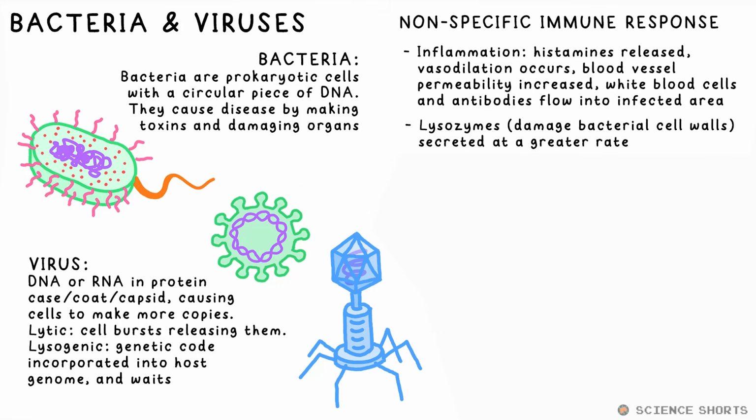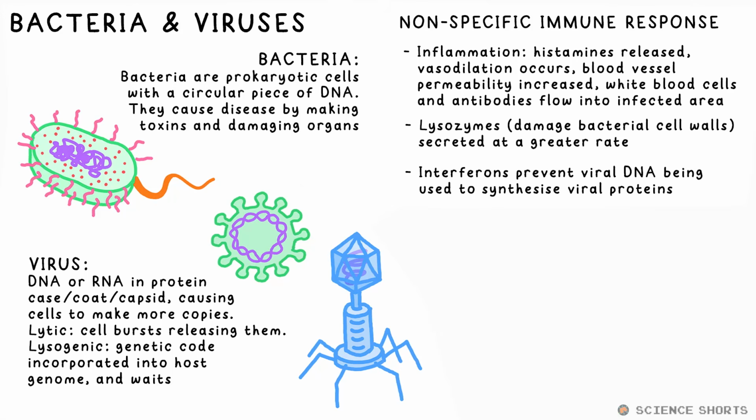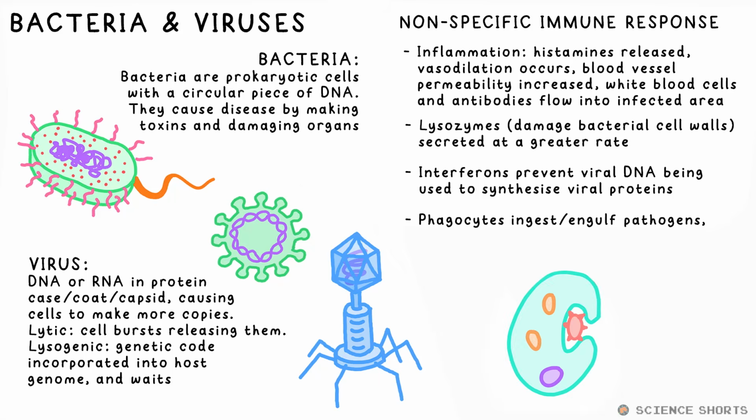Enzymes called lysozymes are secreted at a greater rate. These damage bacterial cell walls. Interferons are proteins that prevent viral DNA being used to synthesize more copies. One type of white blood cell are phagocytes, the grunts of your immune system. These ingest or engulf a pathogen, and the lysozymes within digest it. All of these are therefore non-specific responses.